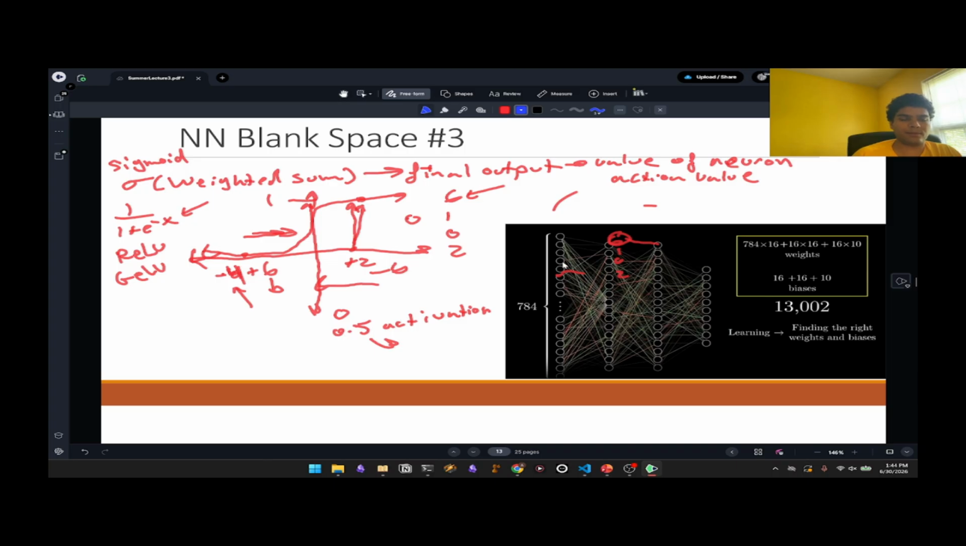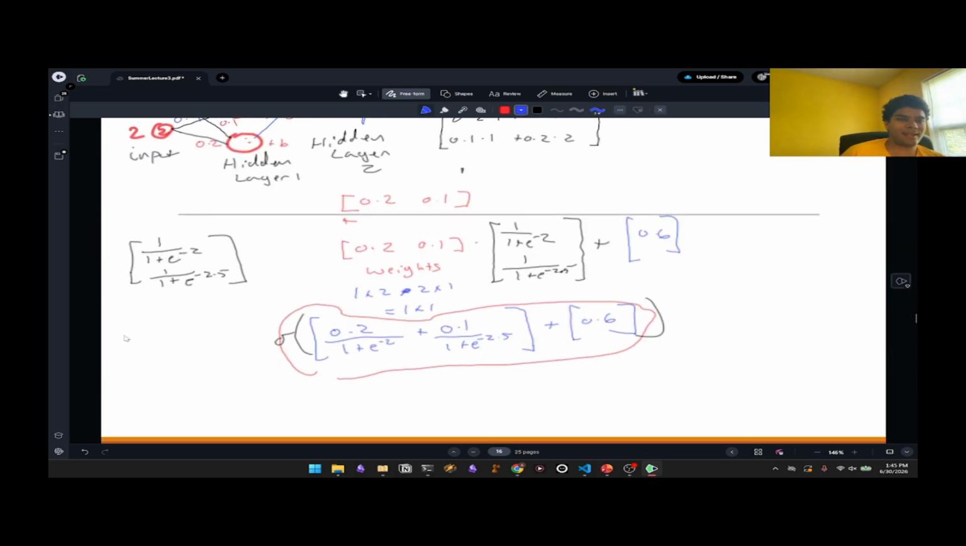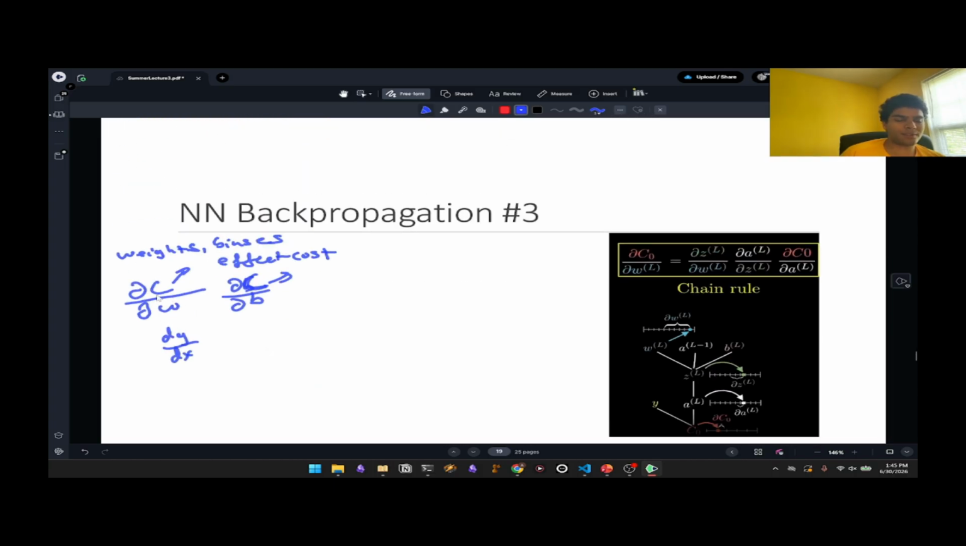When you sum these up, it's 784 times 16, 16 by 16, and then 16 by 10. And then you also add the biases. There is a bias for the hidden layers, and also for the output neurons. So 16 for this one, 16 for this one, and then 10. If you sum all these up, you get 13,000 parameters. You can think of this as the number of variables. So you can change 13,000 variables to tweak this to get a lower cost. So there are 13,000 derivatives to take to see how the cost changes with respect to a weight, and you can do that to hopefully lower the cost.